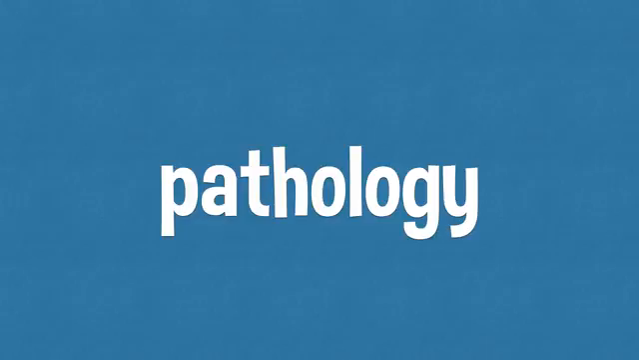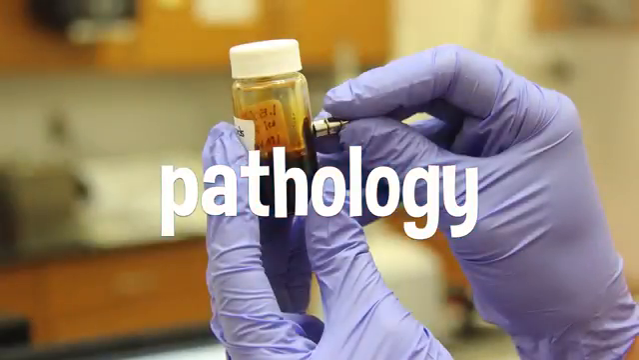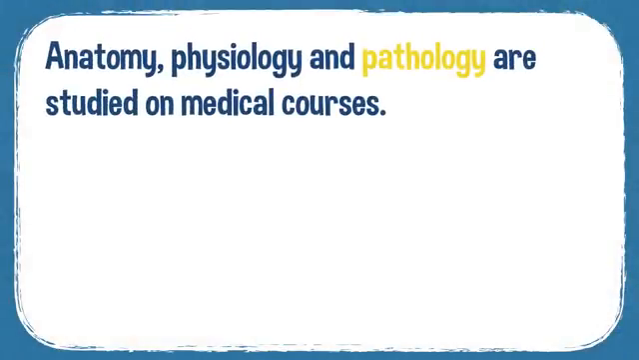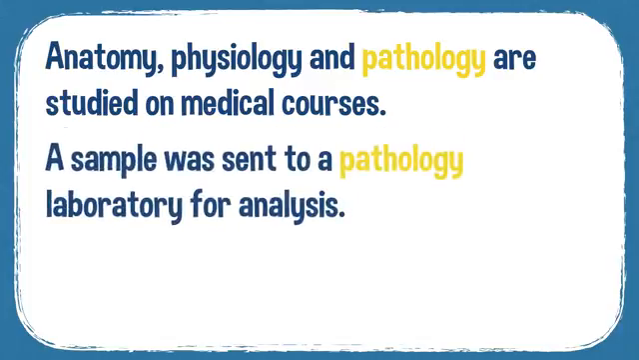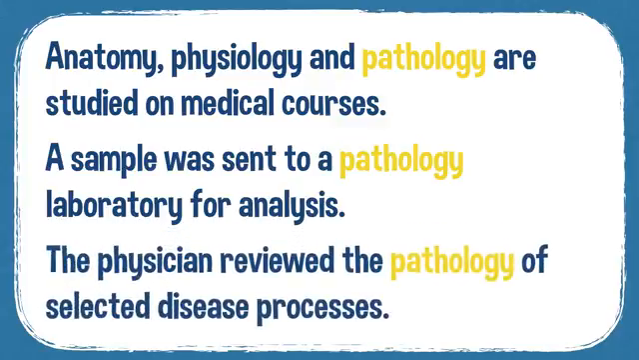Pathology is the study of the way diseases and illnesses develop. So here you have a doctor in this picture trying to work out the pathology of a disease by analysing some blood. Here are some example sentences. Anatomy, physiology and pathology are studied on medical courses. A sample was sent to a pathology laboratory for analysis, maybe a sample of blood. The physician reviewed the pathology of selected disease processes.